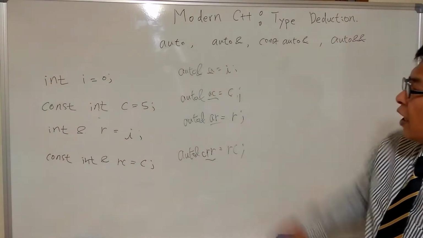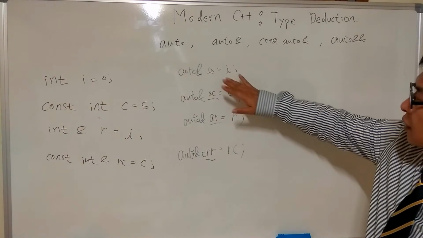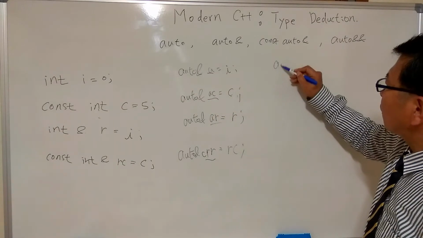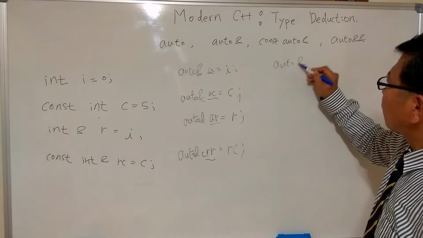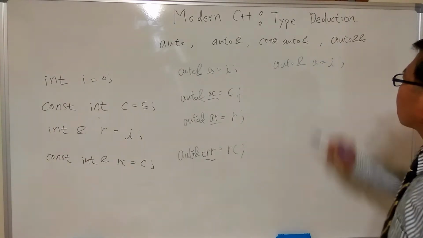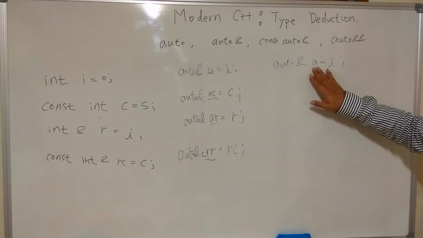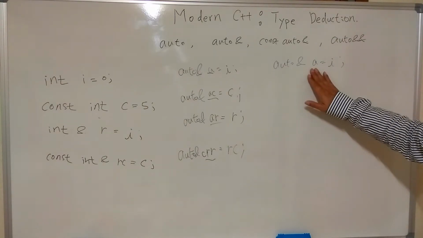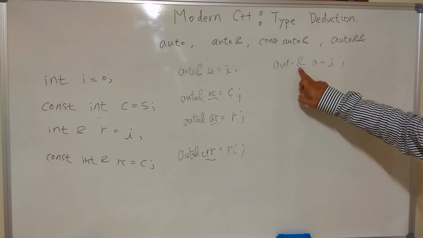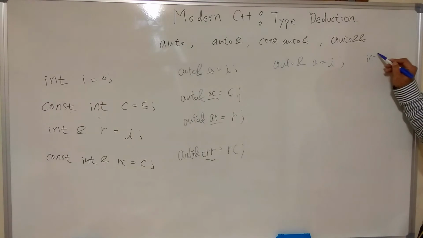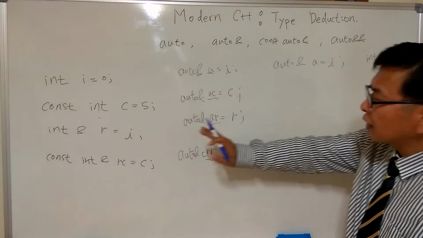Now, what will be A's type? Say A is declared like this: auto reference A equals I. What will be A's type? A's type will be reference, so A's type will be int reference.